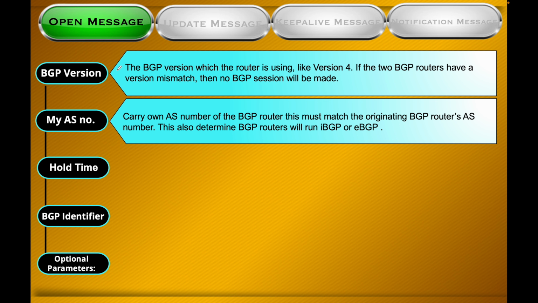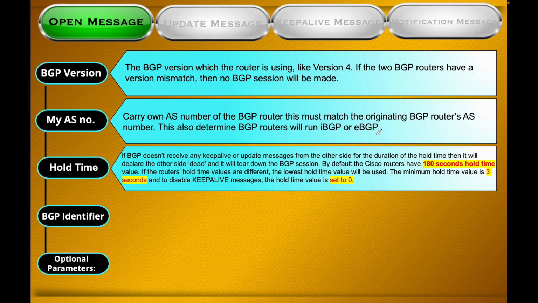Now this ASN number determines whether it will be iBGP or eBGP. Because if the AS number it receives and the one it sends are different, then it will be eBGP. If it is the same ASN number, then it will be iBGP. All right. Now let's understand the hold time.